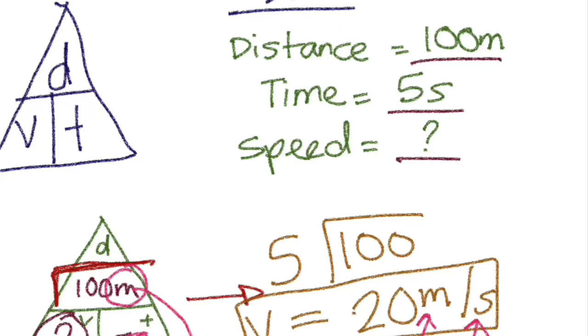Why meters per second? Because my distance is in meters and my time is in seconds. Okay? And I know that the possible units for speed are either kilometers per hour or meters per second. So in this case, we're talking meters per second. Let's go to the last one. Okay, we're almost done. One more.